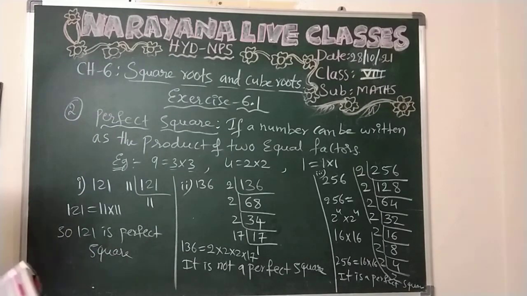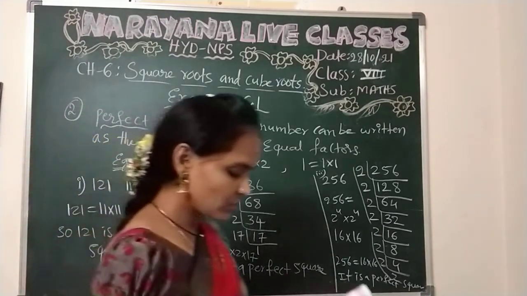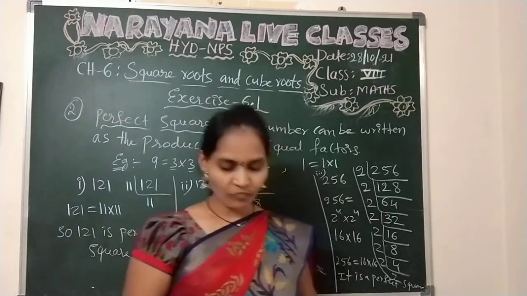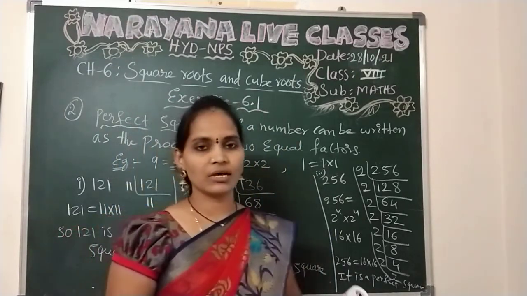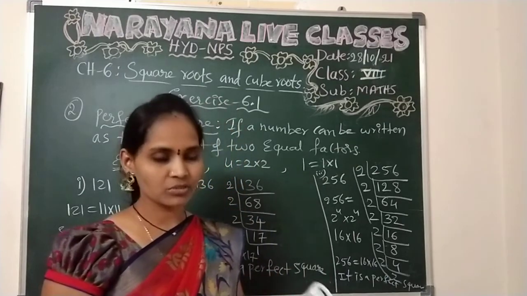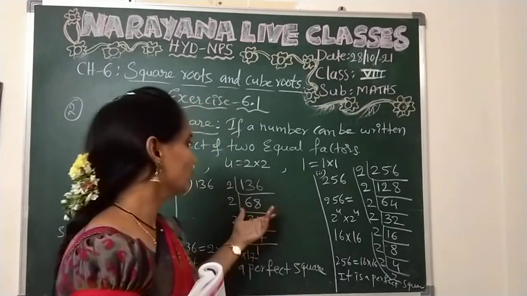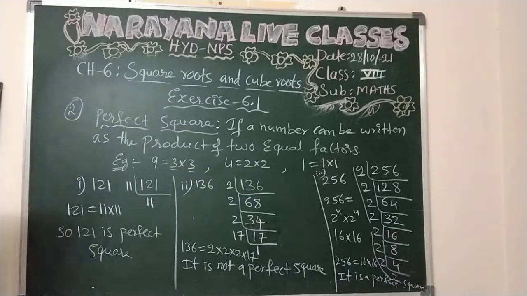In a similar way, you can do the fourth number, 321, and the fifth number, 600, yourself. These two numbers you can do in this manner. You will find whether they are perfect squares or not by using this method. I hope you understood. You can take a screenshot and write it in your notebook.